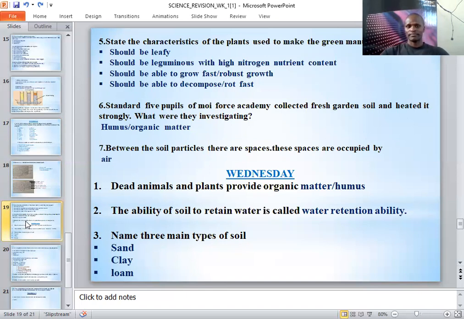Number 7, between the soil particles, there are spaces. Now, these spaces are occupied by... that question was very simple. Between the soil particles, there are spaces. We call them the air spaces. The spaces between the soil particles are called air spaces, and from the name, these spaces are occupied by air.